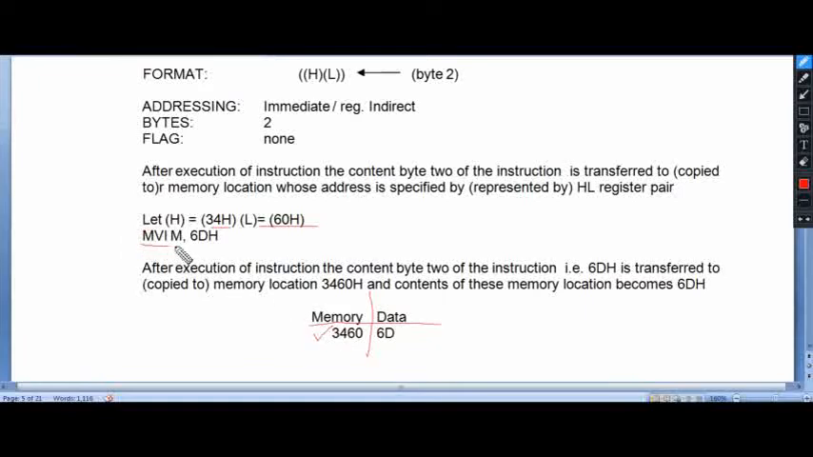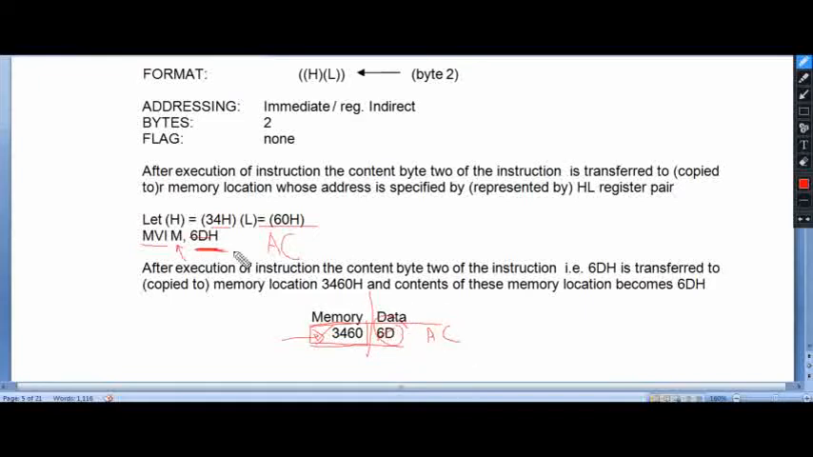Move immediate to memory. Move to memory 3460. What is to be moved? The number 6D is to be transferred. That means the content of this particular memory location becomes 6D. Suppose instead of 6D I write AC here. What will happen? With MVI M, AC, in the memory location, instead of 6D the number becomes AC.